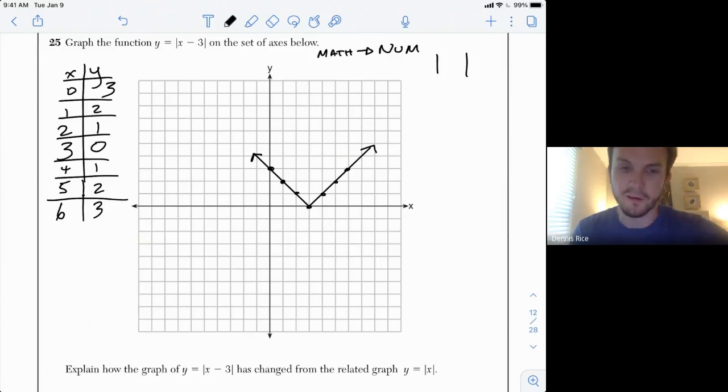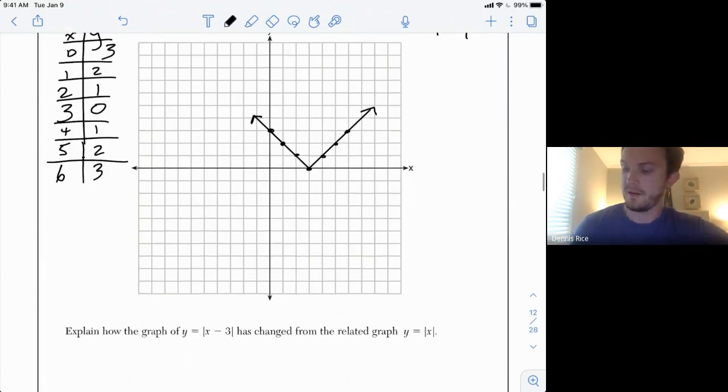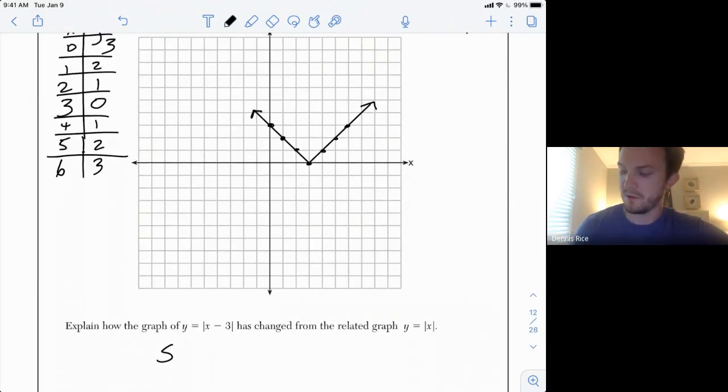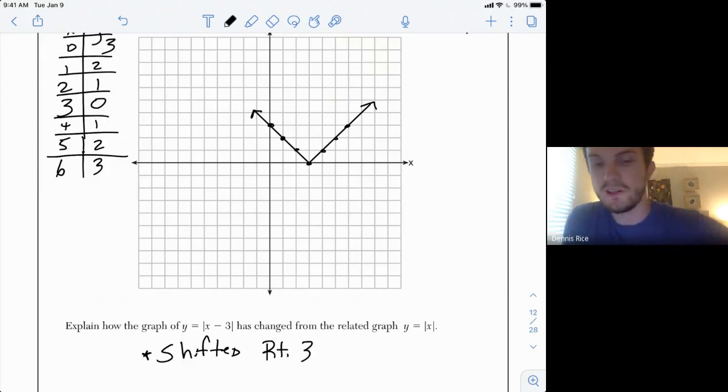The graph, that's perfect. Now, basically the explanation is what's the transformation in this problem? So what should the transformation be in this problem? Yeah, that's all you have to write. Keep it simple. It's a horizontal translation, 3 to the right. It shifted 3 to the right. It moved over, it slid, whatever word, verb you use doesn't really matter. 3 to the right. Perfect.